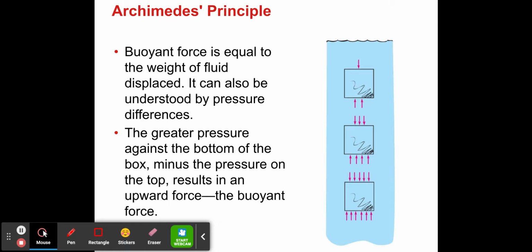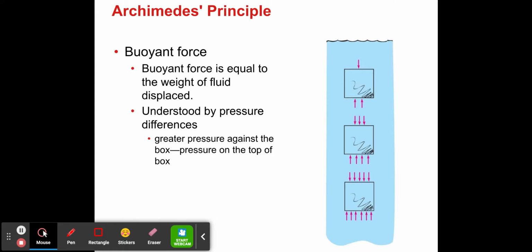Buoyant force is equal to the weight of the fluid displaced. It can also be understood by pressure differences. The greater pressure against the bottom of the box minus the pressure on the top results in an upward force, the buoyant force. Buoyant force is equal to the weight of the fluid displaced. We cannot repeat that enough. Okay, we need to understand those differences. The greater pressure against the bottom of the box, and the pressure on the top of the box.